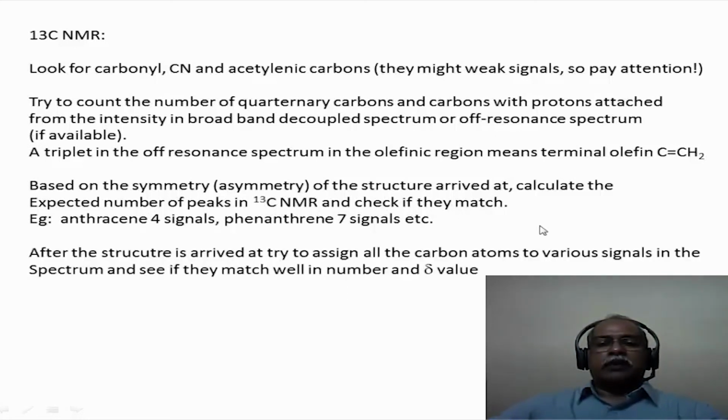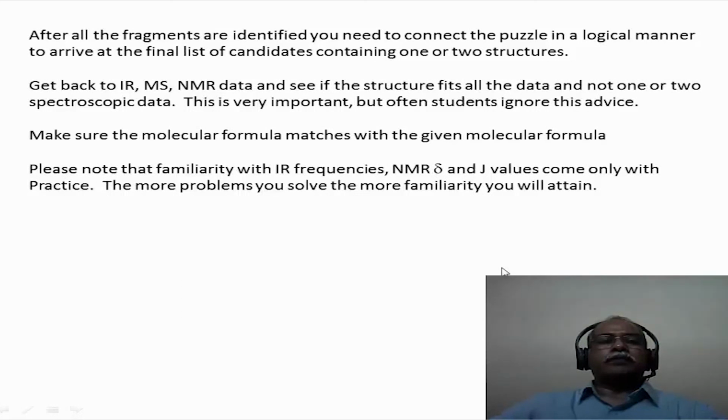After the structure is deduced, try to assign all the carbon atoms to various signals and see if they match well in number as well as the delta value. In other words, the number of signals expected and the actual signals seen should match each other. The number of carbons in the structure that is arrived at should have a sufficient number of signals in the carbon-13 spectrum. Watch out for overlapping signals. Sometimes this is indicated in the spectrum. Often it is difficult to figure this out in the aromatic region, so be careful about that.